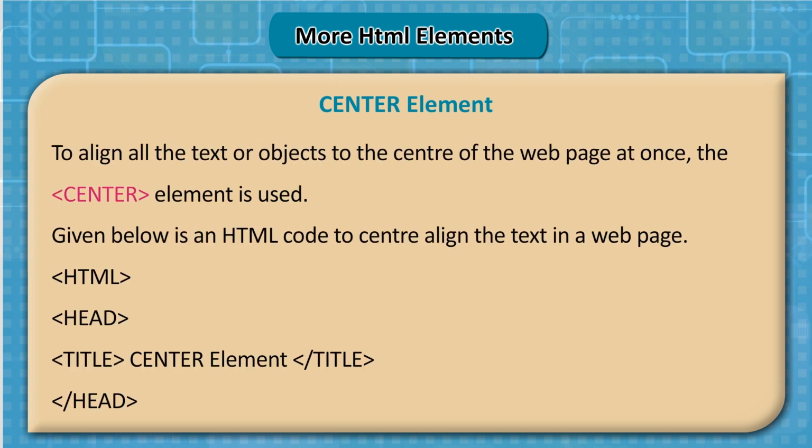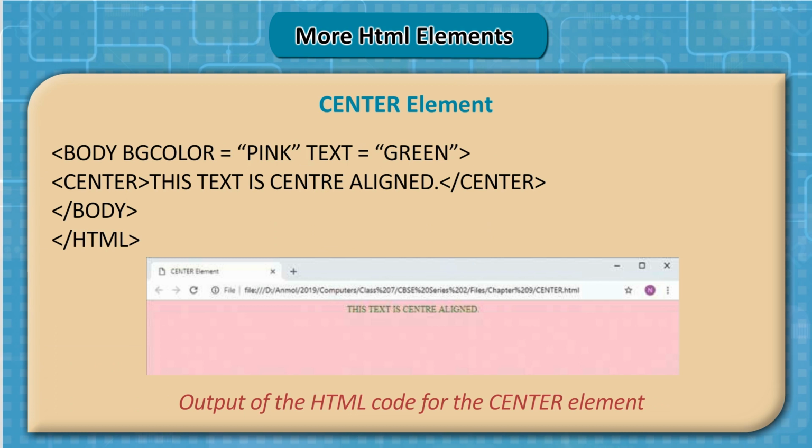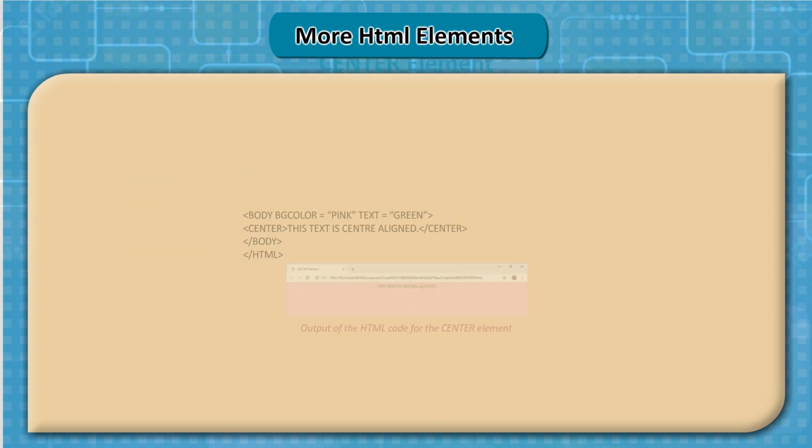Center element. To align all the text or objects to the center of the web page at once, the center element is used. Given below is an HTML code to center align the text in a web page. HTML. Head. Title center element /title. /head. Body color pink, text green. Center, this text is center aligned. /center. /body. /HTML. Output of the HTML code for the center element.